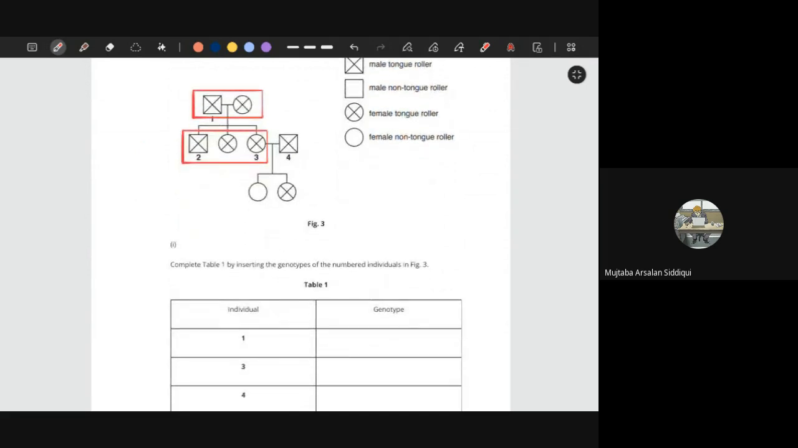So one has to be, you can say that one has TT, right? Or he can be heterozygous as well.